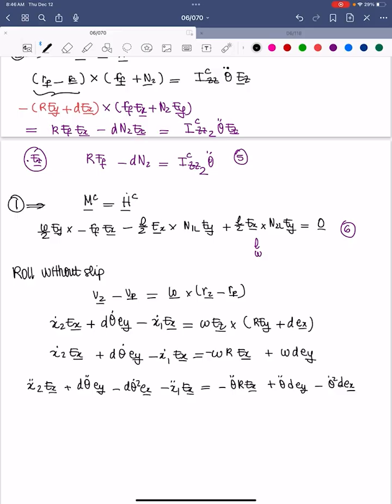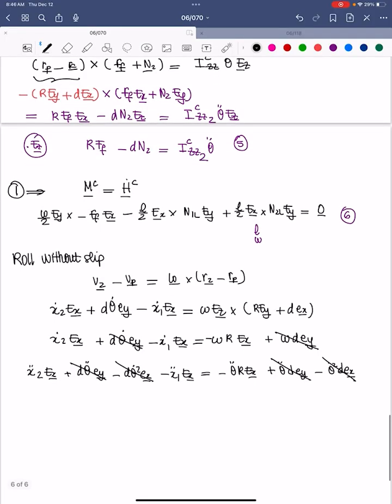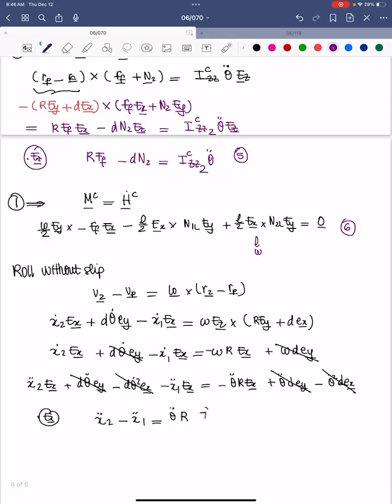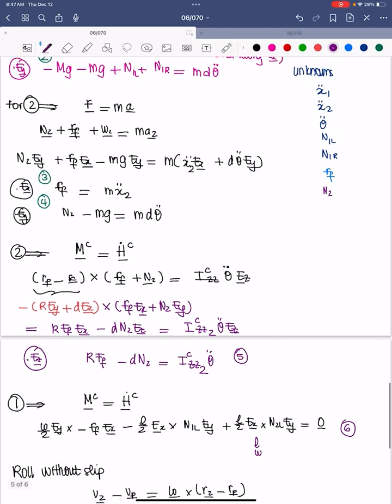Okay, so then these two terms have gone away, and we're left with x double dot 2 minus x double dot 1 is equal to theta double dot R. That's equation number 7. Technically if we have L and W, we can solve 7 equations for 7 unknowns. But we don't have L and W, so we're solving fewer equations.